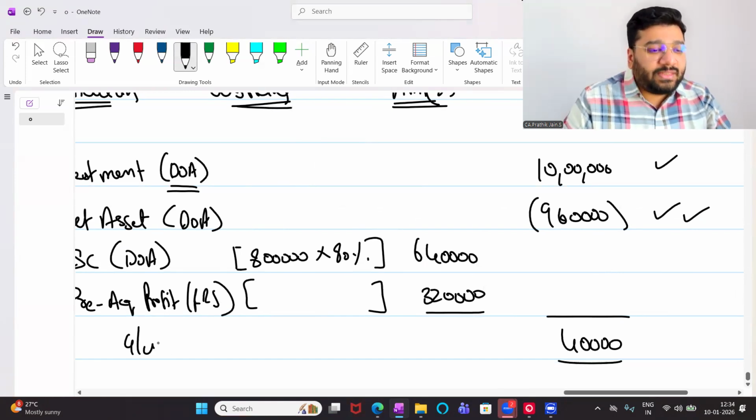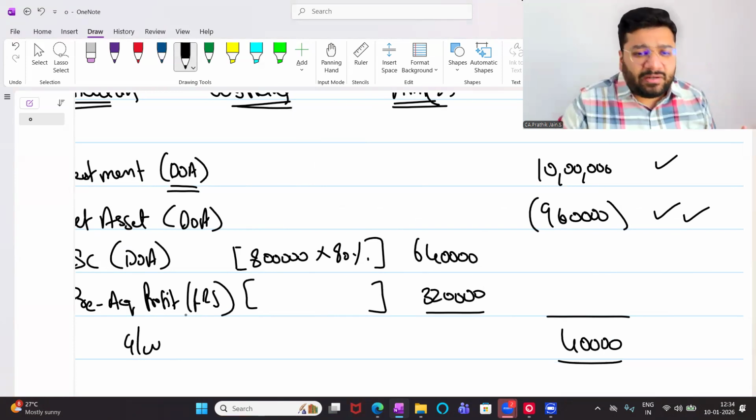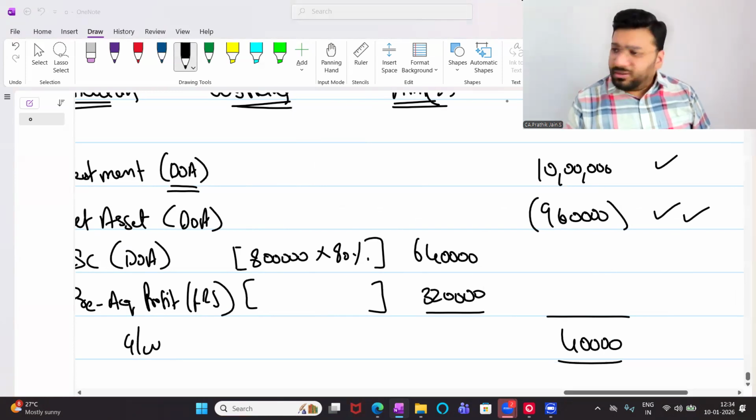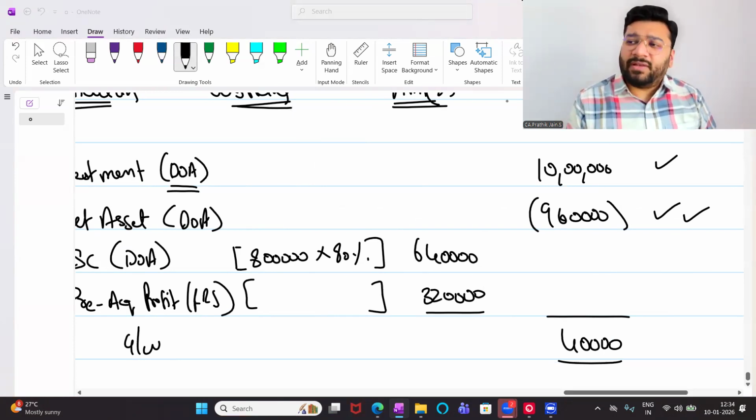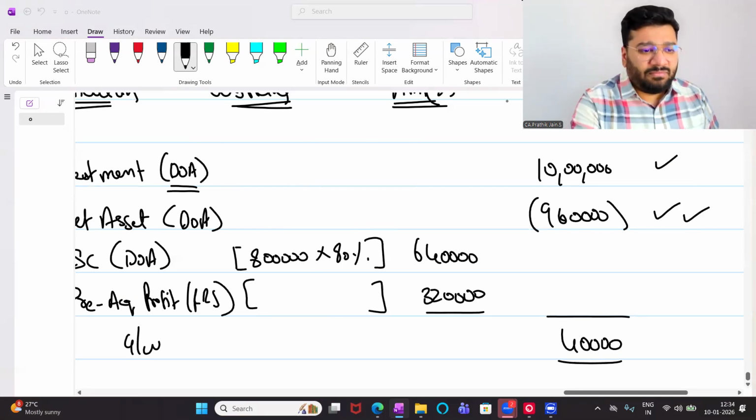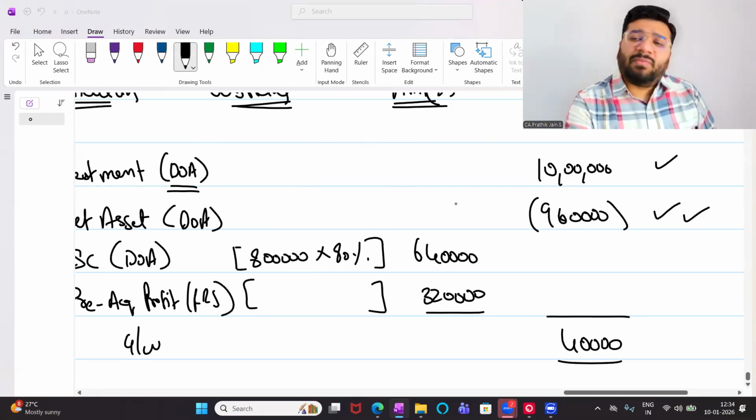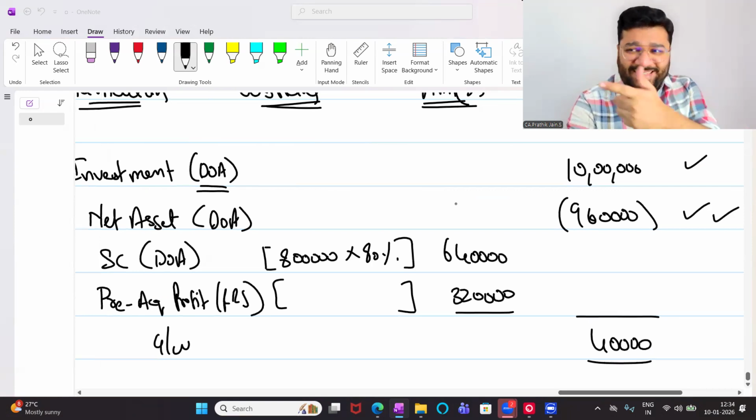This is goodwill. Tell me, people, this is very difficult? Not at all difficult. Then why do people say consolidation is very tough? The masala is yet to come. So after the masala also, if I make your life easy, then what will you say? Oh my God, this is the answer I expected.